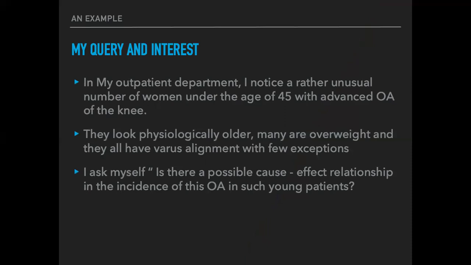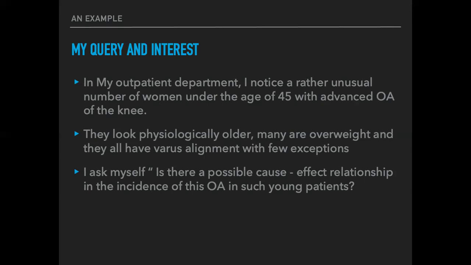So in my outpatient department, there's a very common thing. I noticed a rather unusual number of women under the age of 45 with advanced OA of the knee. They look physiologically older, many are overweight, and they all have varus alignment with few exceptions. So I asked myself, is there a possible cause-effect relationship in the incidence of OA in such young patients? So together, you're trying to gradually come down to a problem.